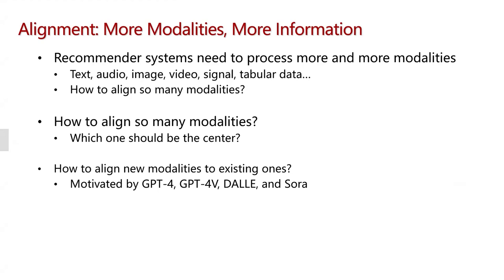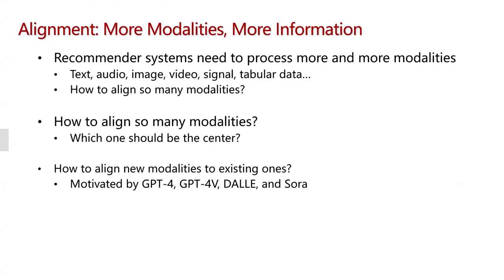This is not a trivial problem, because if we use the text modality as the center, text is insufficient to describe many types of modalities. So using text as the alignment center may not be an optimal choice. So how do we align so many modalities, and which one should be the best center? And can we choose more than one center? For example, if we choose text and video as the centers, other modalities need to learn to be close to these modalities.